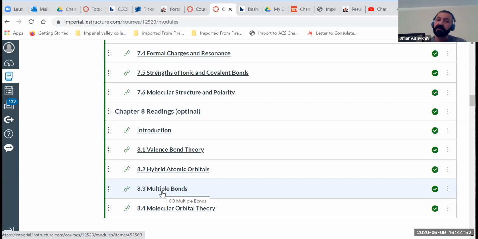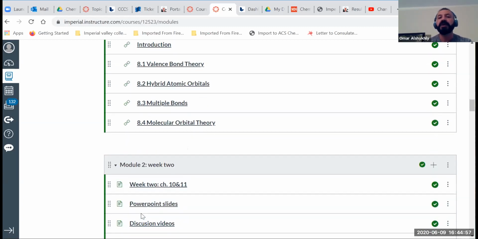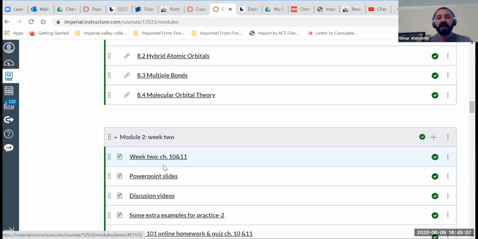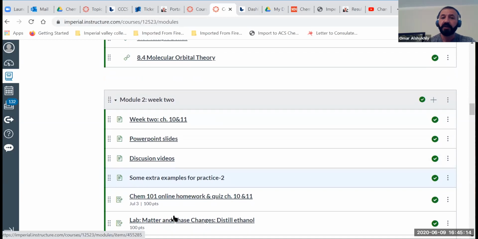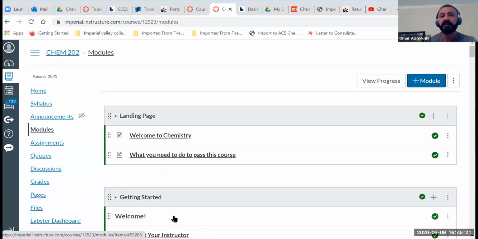Then the following week, you will prepare for module 2, week 2, and we will do the same things that we did in week 1. But here we have chapters 10 and 11. I'm still working on it here. So we have the PowerPoint slides, discussion video, some extra examples for practice, the online homework and quiz, the lab, and so on. As I said, I'm still working on module 2. But that's what's required from you, guys, for this week and for each week.